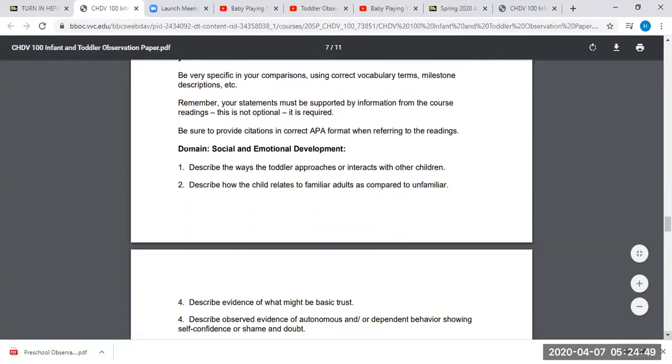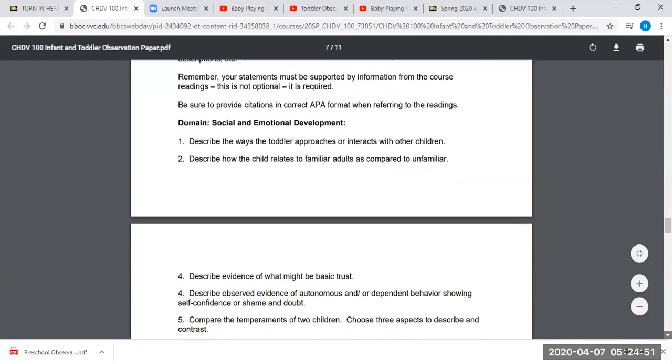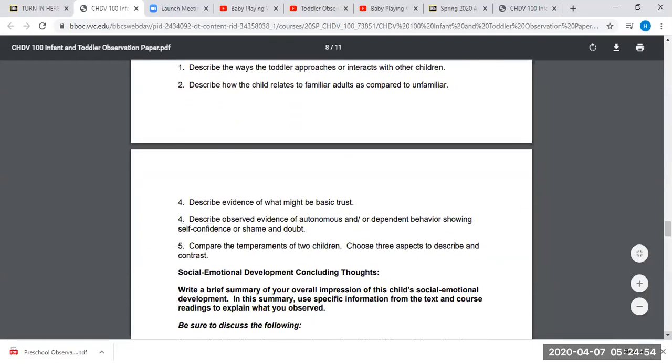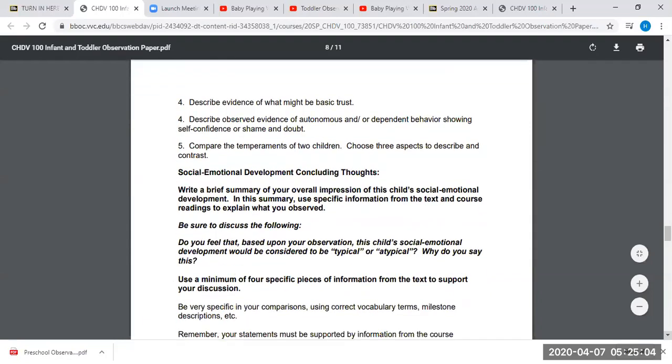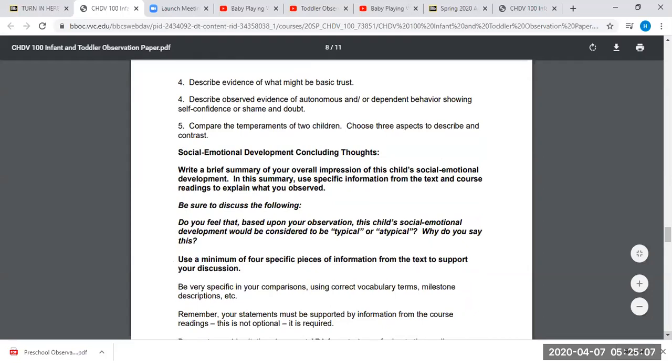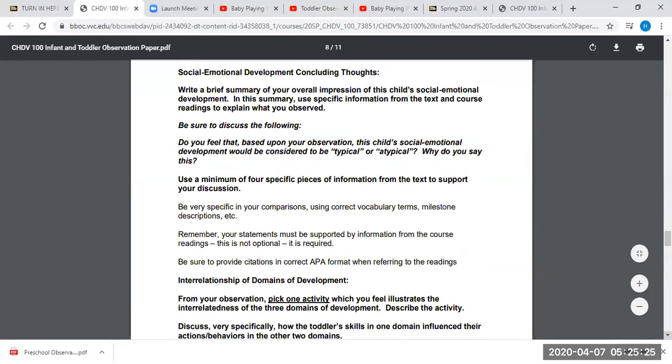Then you're going to address the developmental domain of social and emotional development. So you're going to answer this series of questions, and you'll be able to see the child interacting with other kids in there. So with the social emotional development concluding thoughts, you're going to be summarizing all the information that you just provided on social emotional development of this child. You're going to be addressing specific developmental domain milestones, vocabulary terms. You're going to address if the child is what you consider typical or atypical developing, and you have to cite textbook or PowerPoint in APA.